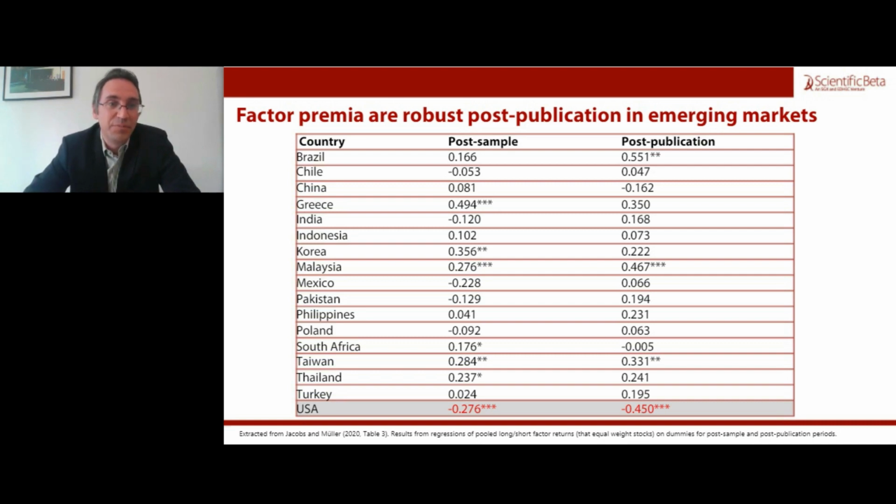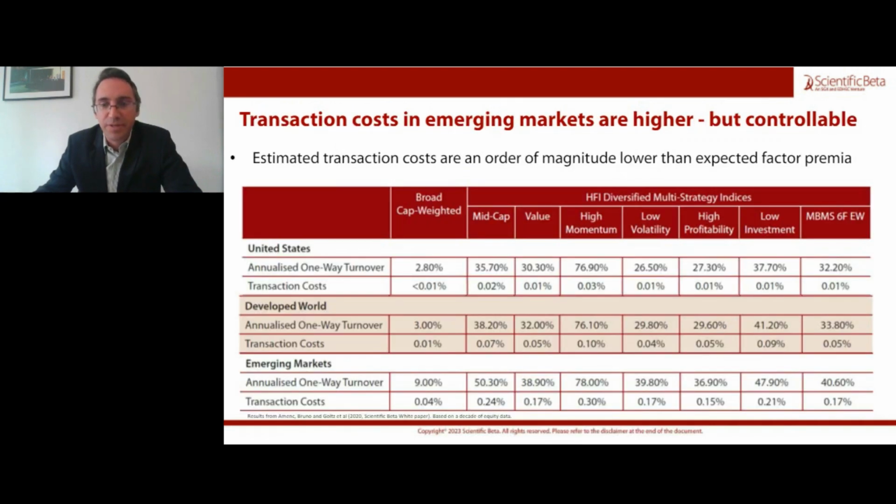Almost all of them are not statistically significant. And so basically what this means is that after publication of these premiums, there was actually no reduction when you look at emerging markets. And so again, that means, well, the standard factors, it seems like they have an even stronger case in emerging markets than in the US, for example. And so they seem quite reliable even when people know about that.